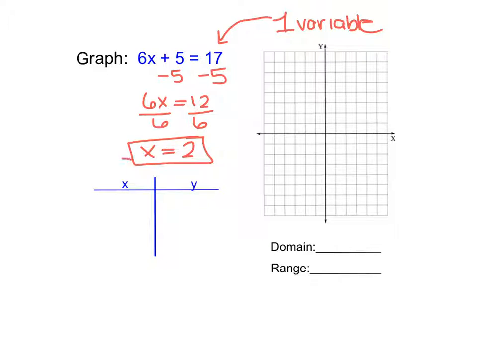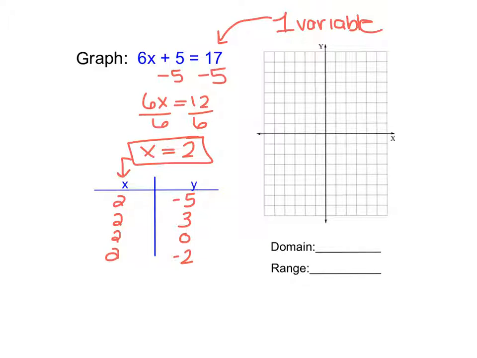Now from here, what this is telling me is that for all of my points, my x values need to be 2. And what it's telling me about y is that y can be anything. There are no stipulations for y. So I'm going to pick -5, 3, 0, and we'll pick -2. There doesn't need to be a specific value that we pick. So now we're going to go and plot these on our coordinate plane.